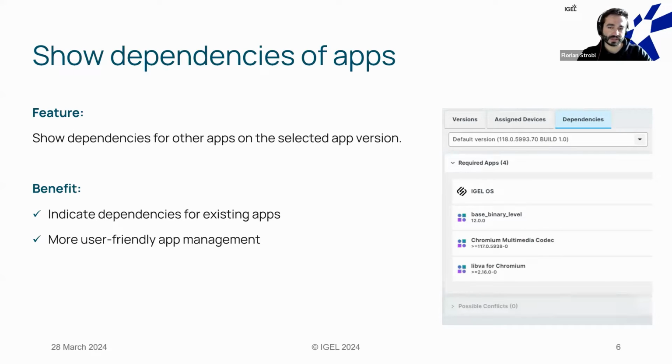So when you go to the app section, you select an app, then you have a section there with the dependencies, and there you can see all required apps that are necessary for the app. And also you can see possible conflicts with other apps. So this is a huge improvement for the user experience for app management.